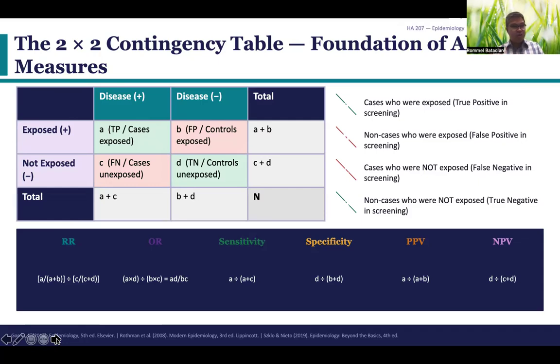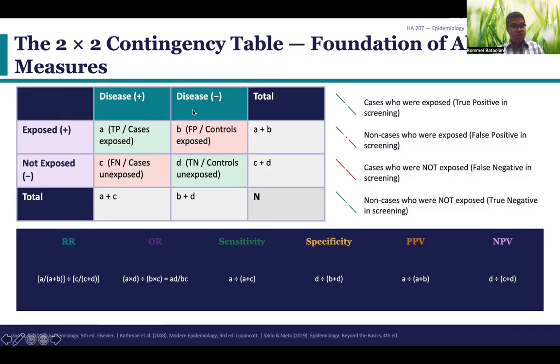This is the 2 by 2 contingency table. On the columns, we have the disease status, whether the disease is present or not. On the rows, the exposure status, whether that individual is exposed to that particular factor or not exposed. That leaves us with four different cells. A are those exposed to the factor and have the disease. So in a way, they are the true positives.